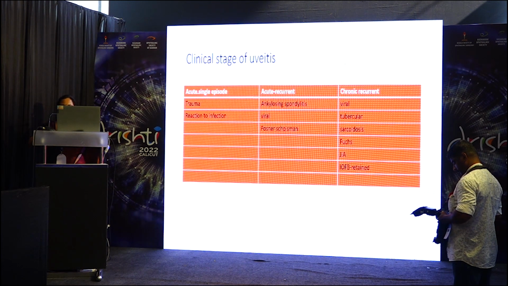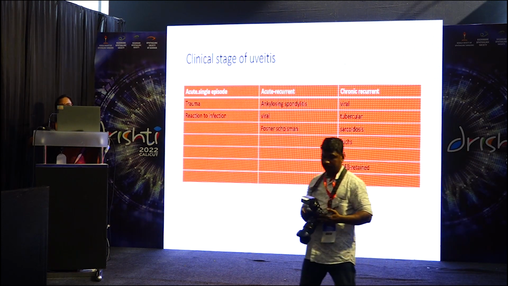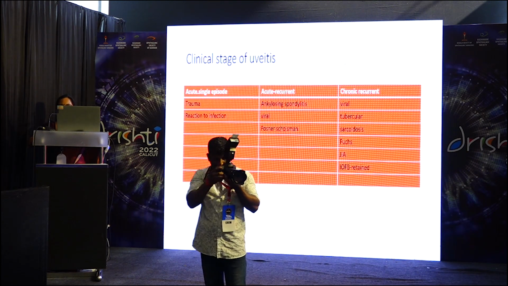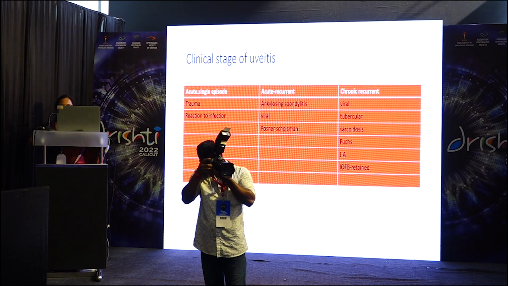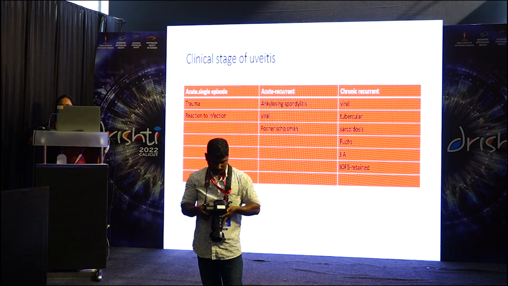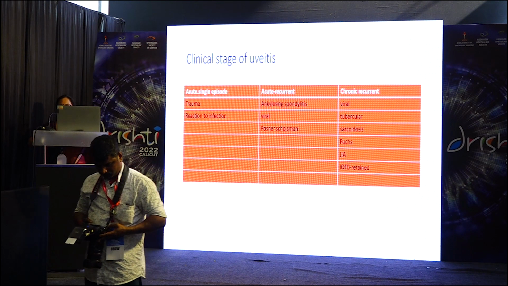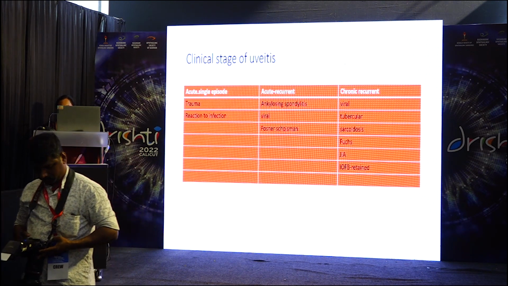Now, based on the clinical stages, let us go to the few causes of uveitis. Acute single episode, the common causes are trauma and a reaction to any infection. Acute recurrent, you have your HLA-B27 related uveitis, viral, and the Posner-Schlossman. Coming to causes of chronic recurrent uveitis, you have your viral, tubercular, sarcoid, Fuchs, JIA, and your retained intraocular foreign body.